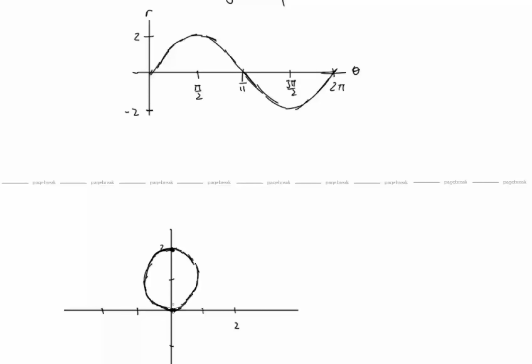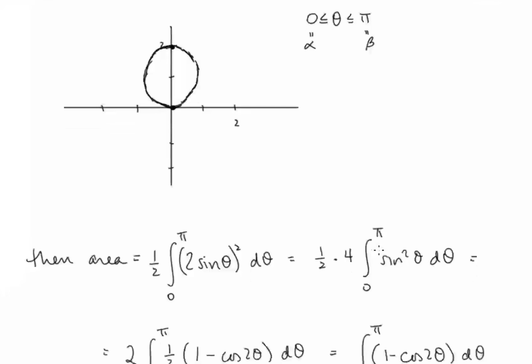And we've completed the graph here, because we realize that for theta between pi and 2 pi, we're repeating the same set of points. So we realize that theta is going from 0 to pi for this graph. And so 0 is going to be alpha, and pi is going to be beta, the bounds on our integral. And so our integral is going to look like this.